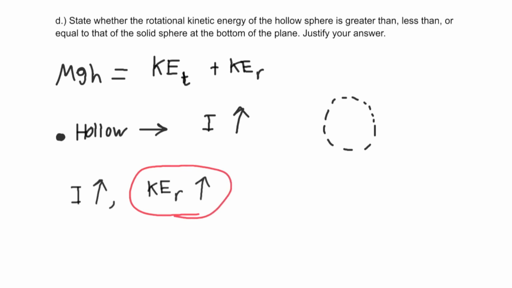So this means that as a consequence, if kinetic energy of rotation went up because moment of inertia did, well, that means the translational KE, and thus the speed at the bottom, goes down. So that's why the solid sphere is going to beat the hollow sphere in a race down the ramp, because the hollow sphere has a higher moment of inertia, so it's harder to spin up, meaning it's going to move less fast when you get to the bottom. But yeah, that's just a good rotation question. Does all your rolling without slipping things?